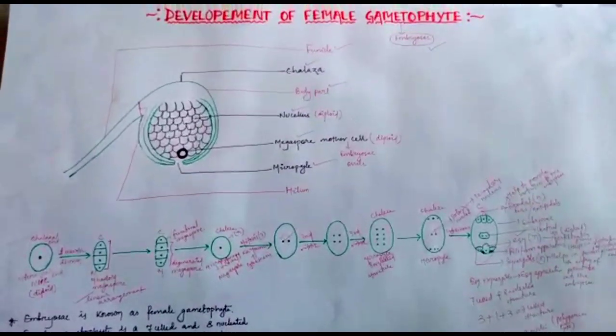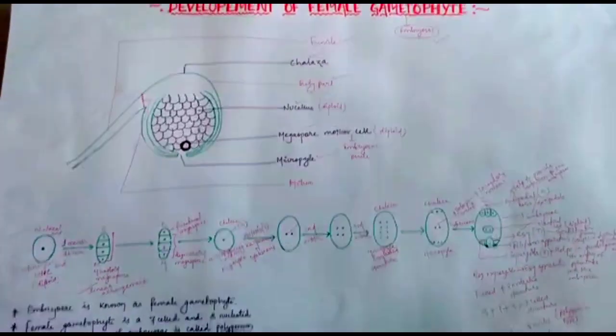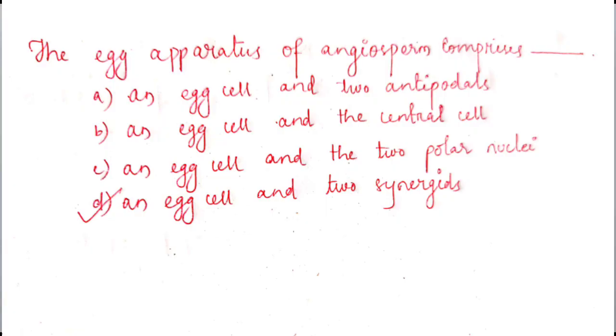So this is all about the development of the female gametophyte. The answer of this question is an egg cell and two synergids. That means the egg apparatus of angiosperm comprises an egg cell and two synergid cells.